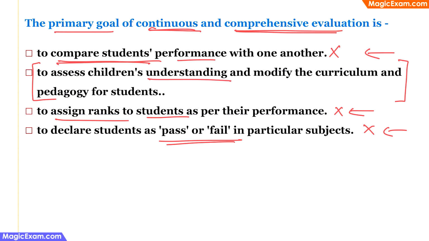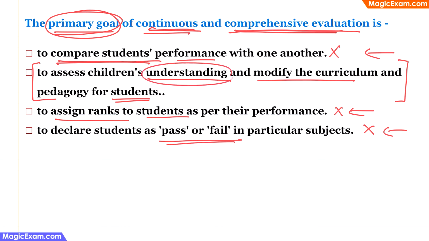And if they are not able to understand, you will modify the curriculum and ensure that the children are taught in the way that they can understand. Therefore, the primary goal and the most important goal of continuous and comprehensive evaluation and of teaching and learning is to ensure that the children understand what is being taught. And if they are not able to understand, you can modify the curriculum and teach them in a way that they can understand. Therefore, this is the correct answer.